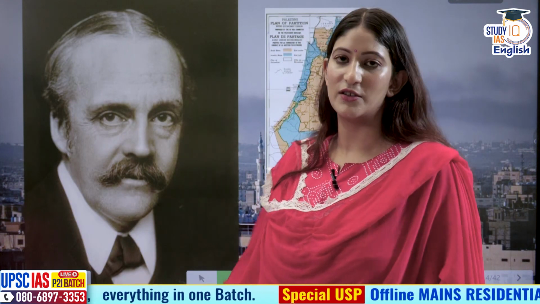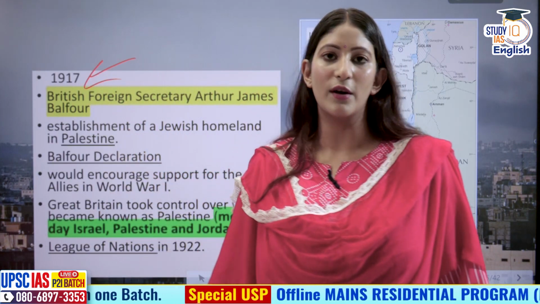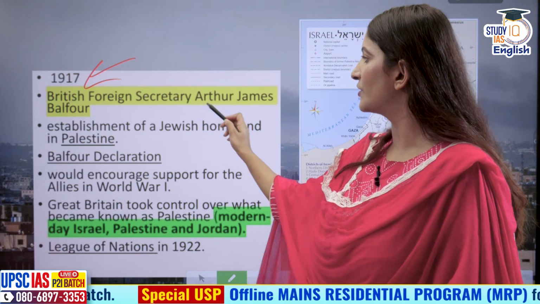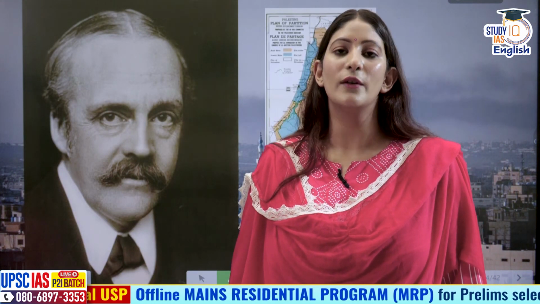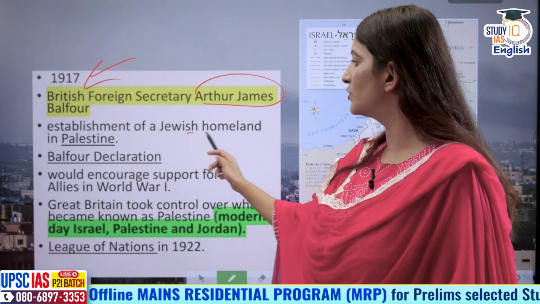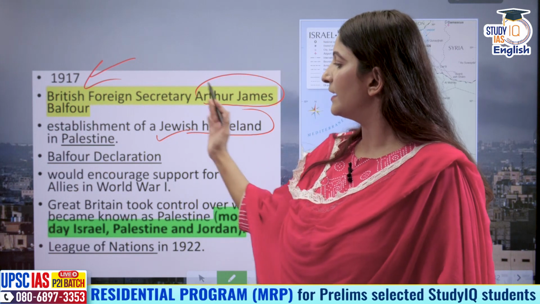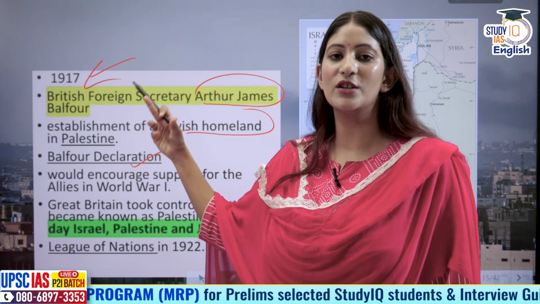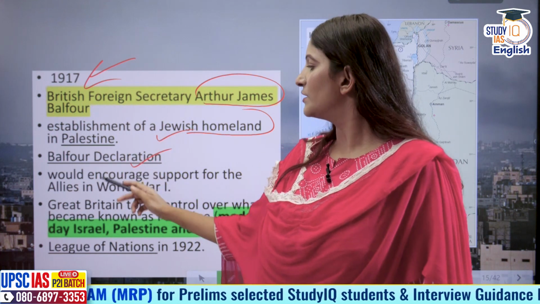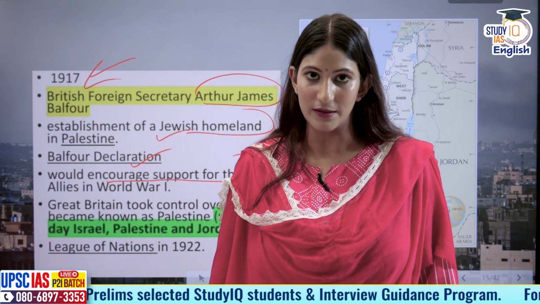The Balfour Declaration, let's talk about it. In 1917, at the peak of World War I, British Foreign Secretary Arthur James Balfour decided to go on with a plan for the establishment of a Jewish homeland in Palestine. And this was the Balfour Declaration. What was the reason why a creation of Israel was touted? So that it would encourage support for the Allies in World War I.